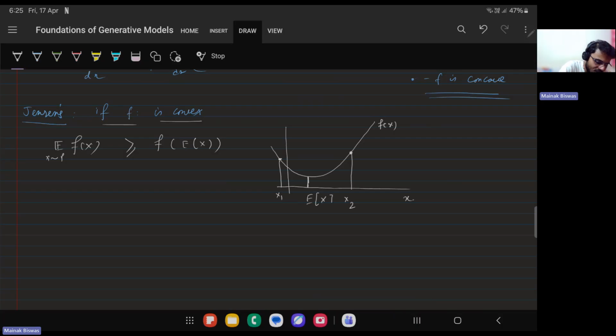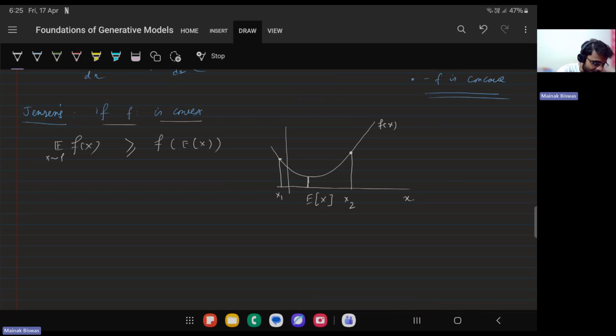This is not exactly the expected value of x, but if I say that there are only 2 points now, it is just x1 plus x2 by 2. If there are multiple points, you'll have to take the average over all of them. But let's start with a simple 2 points. The proof is just extending these 2 points to multiple points, and then we just follow it. We have done it in the past.